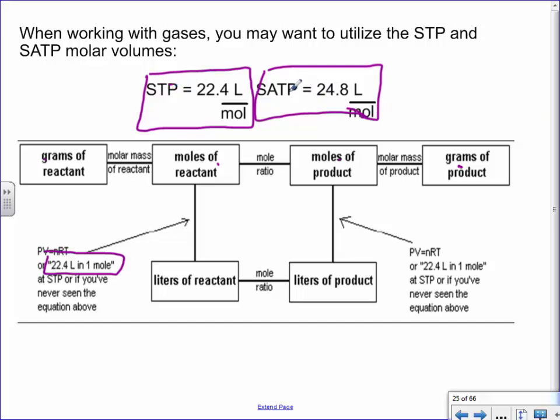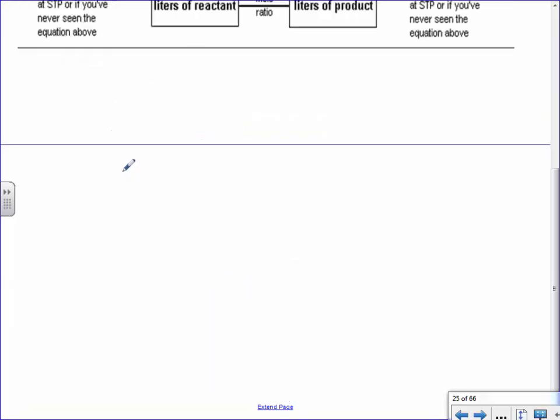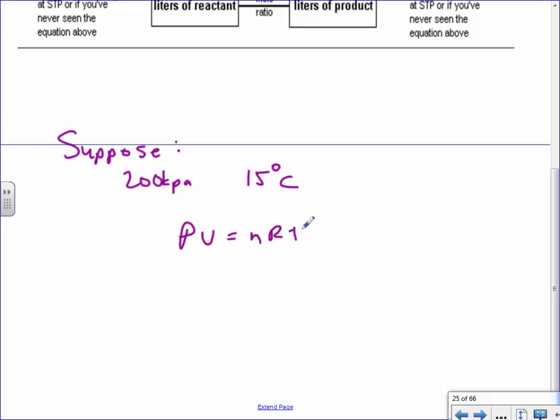Like, let's say it's not at STP or SATP. Let's say that I told you, randomly, just off to the side, that it was 200 kilopascals and 15 degrees Celsius. We could actually still calculate that same ratio using PV equals nRT. Let me show you how. So I'll just write this out. Suppose it was this. So then you'd write out PV equals nRT.